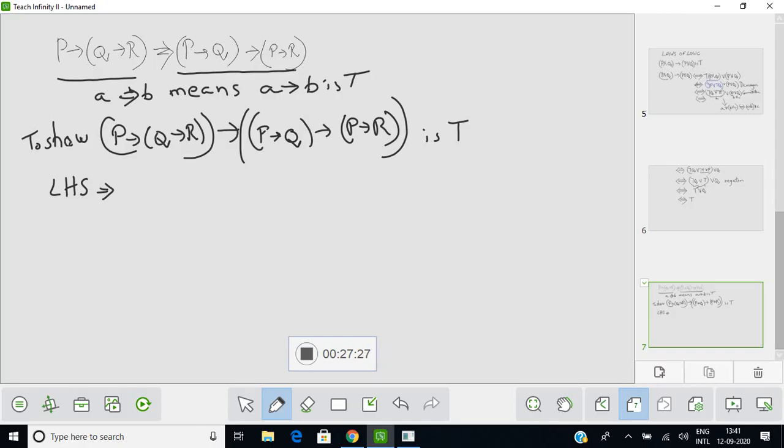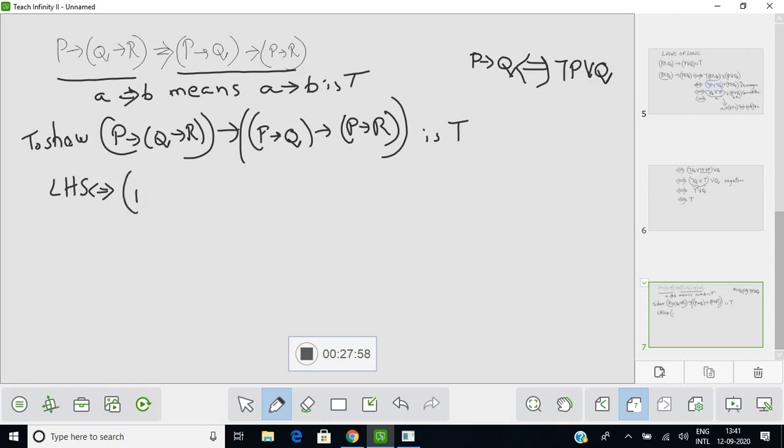Okay, so this is equivalent to... What I am going to do is repeatedly apply the rule: if P then Q is equivalent to negation P or Q. This is the rule we are going to apply throughout this problem. So let me first take the first term.